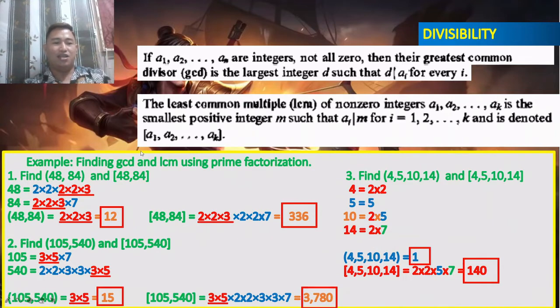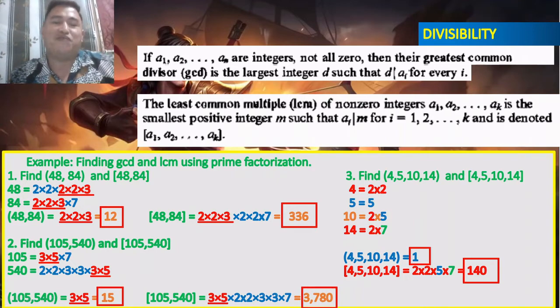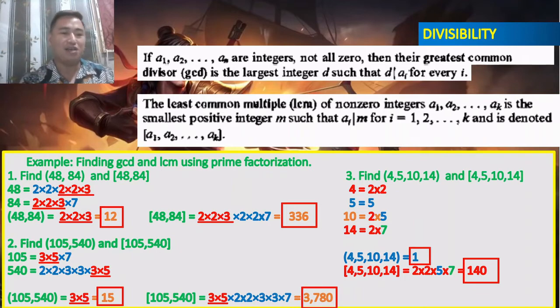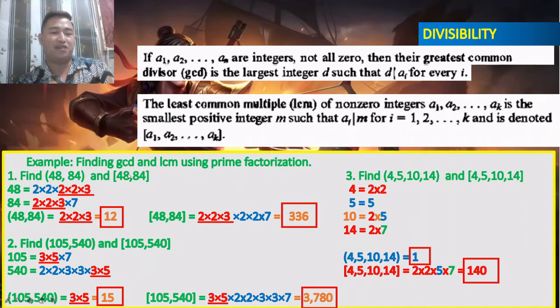Okay, finding GCD and LCM using prime factorization. We will discuss prime factorization later. Number 1: Find the GCD of 48 and 84 and the LCM of 48 and 84.